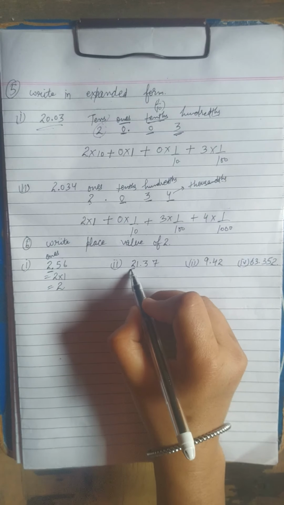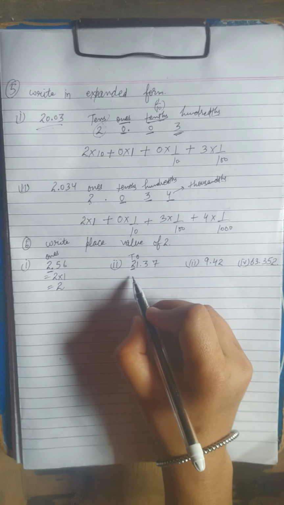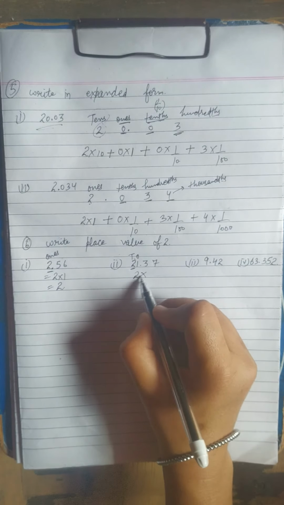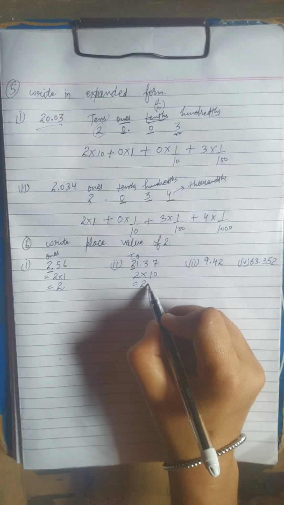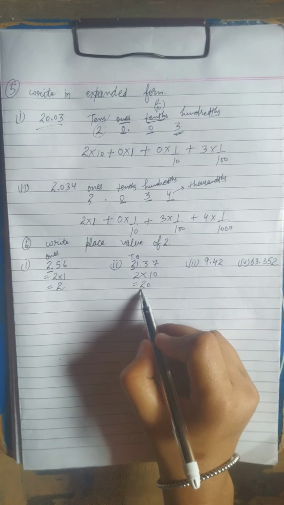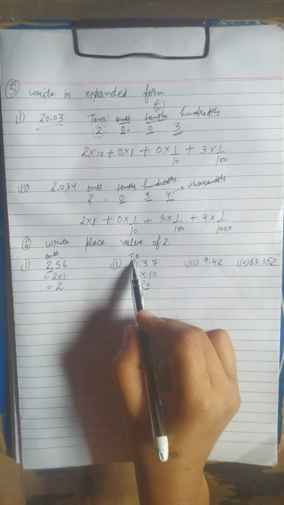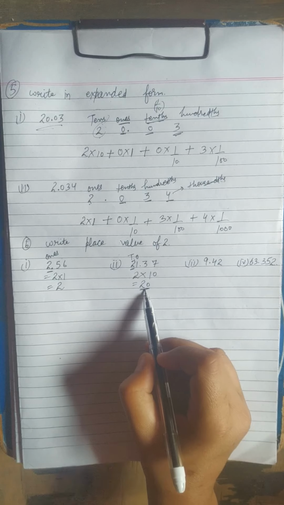Okay, see, now this place is, this is ones, this is tens. Okay, so that means on which place 2 is there? On tens place. So how would we write it? 2 multiply 10, this is equal to 20. Okay, so that means place value of 2 is 20. And what is the place of 2? That is tens. Okay, place is tens and place value is 20.